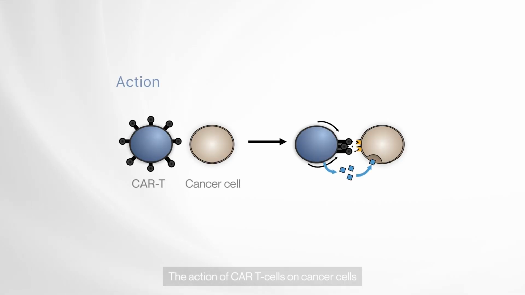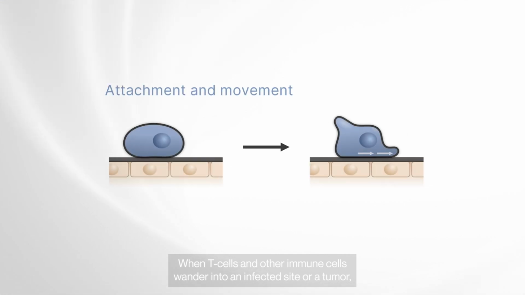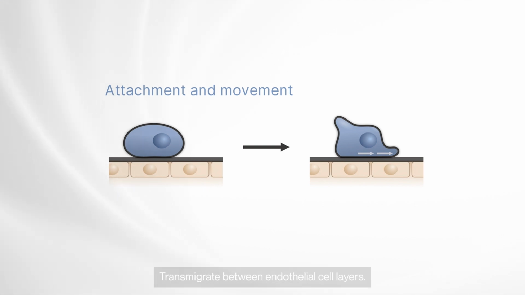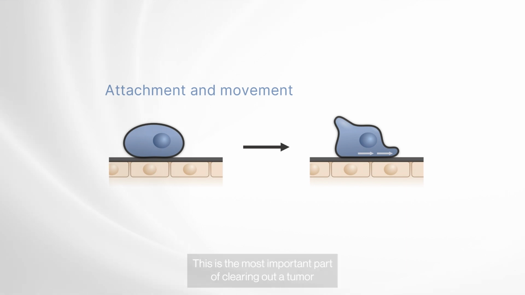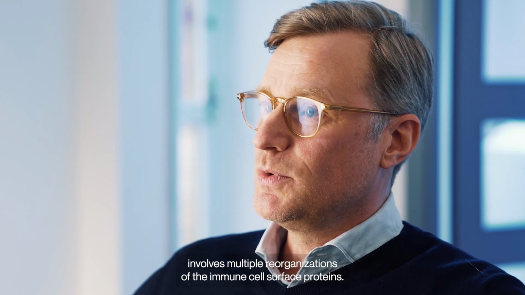The action of CAR T cells on cancer cells also involves reorganization of the surface proteins of the CAR T cells. And some CAR T companies are even engineering this spatial organization to make the CAR Ts more efficient. When T cells and other immune cells wander into an infected site or a tumor, they need to form a front and a back end in order to move and to transmigrate between endothelial cell layers. This is the most important part of clearing out a tumor in immuno-oncology. And the front and back end formation, of course, involves multiple reorganizations of the immune cell surface proteins.